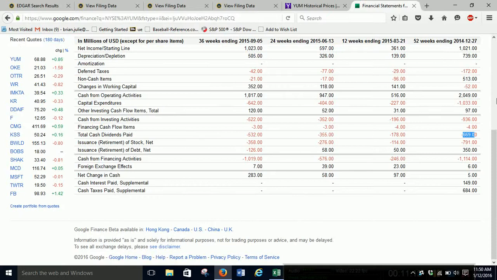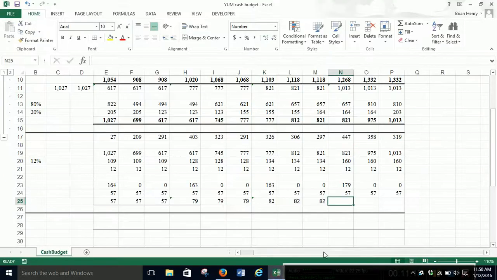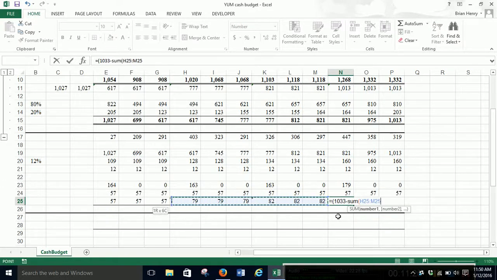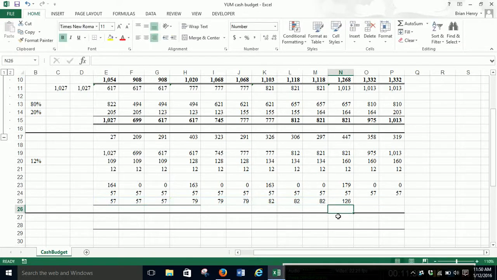Capital expenditures for the year was $1,033 million. Okay, so this equals 1033 minus the sum of all of these divided by 3. There you go.